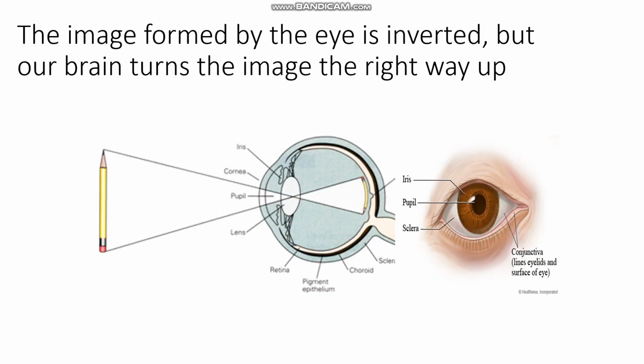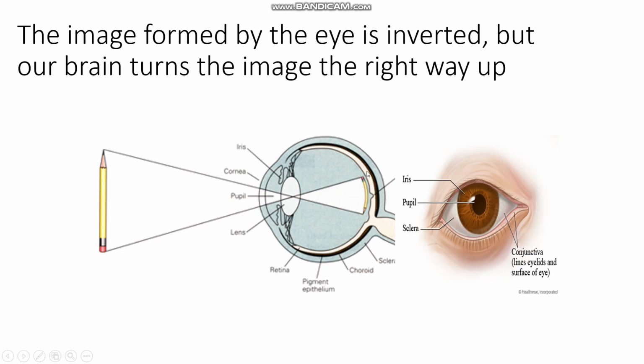You may have heard that when we look at things, we're looking at things as they are upside down. Well, that's true in a certain sense. The eye actually turns the objects that we're looking at upside down. So if we look at the top of the pencil here, a ray of light travelling in a nice straight line goes through the lens, and the top of the pencil is at the bottom of the eye, and the bottom of the pencil is at the top of the eye.